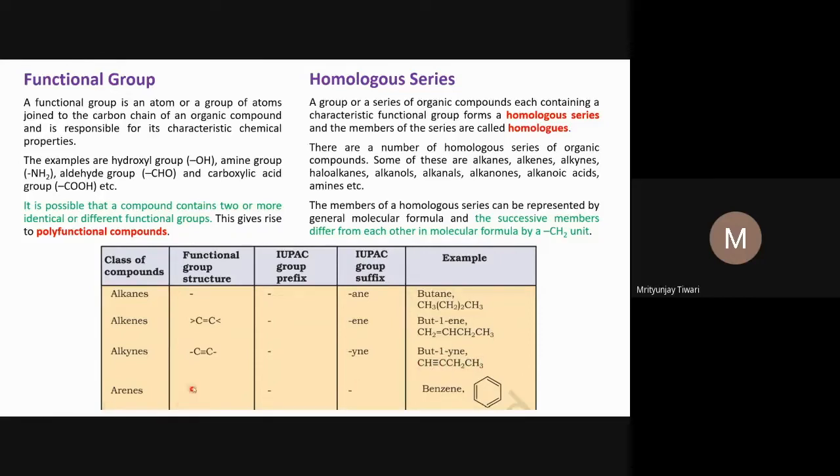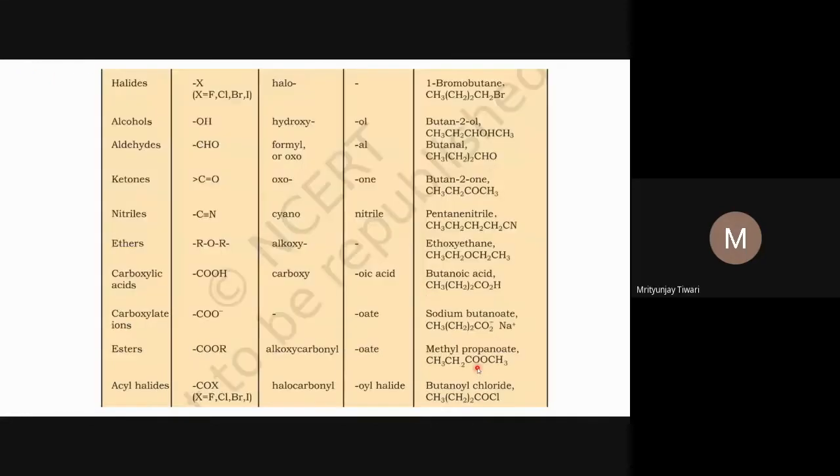Then arenes. What are arenes? Arenes are all aromatic compounds. Benzene is an example. This is a class of compounds, also called aromatic compounds.